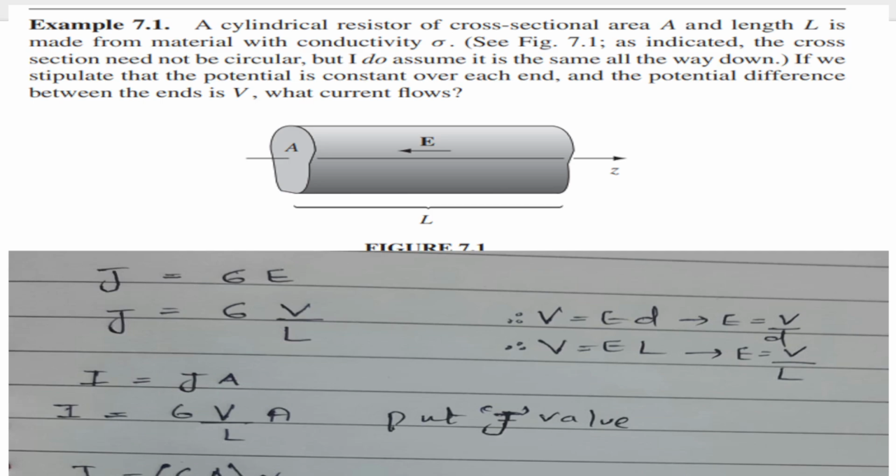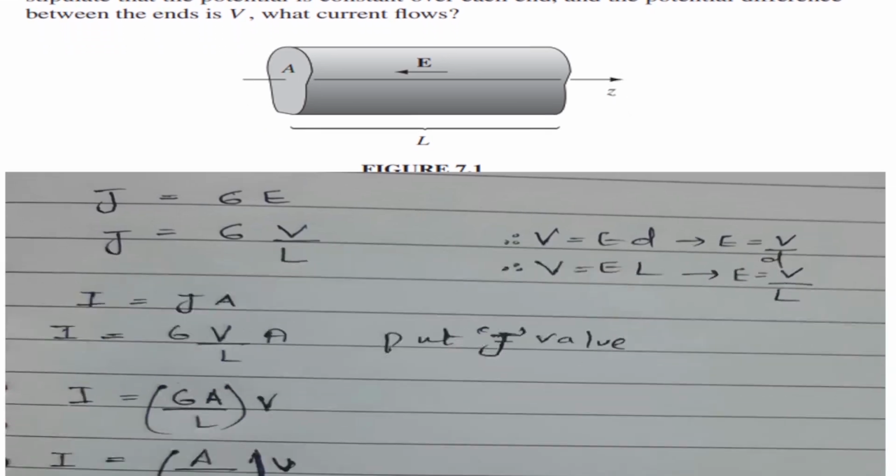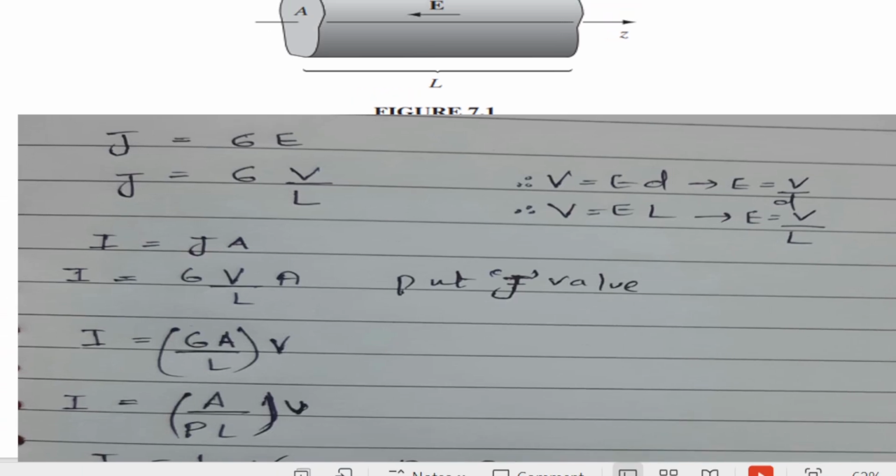Now further you can see what's going on. After putting this J value in the simple current formula, which is the product of current density and area, we will get this term. Now you can see that the conductivity of the material, the area, and the length are constants. So you have to write them down separately.